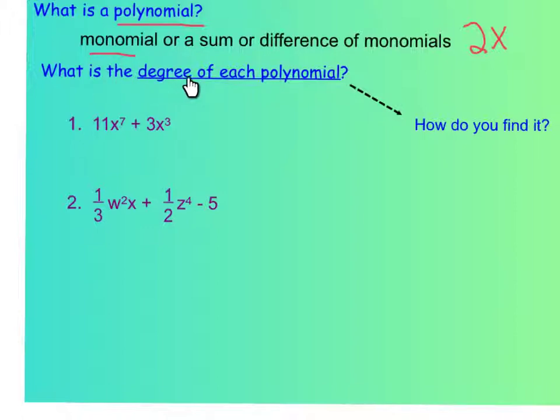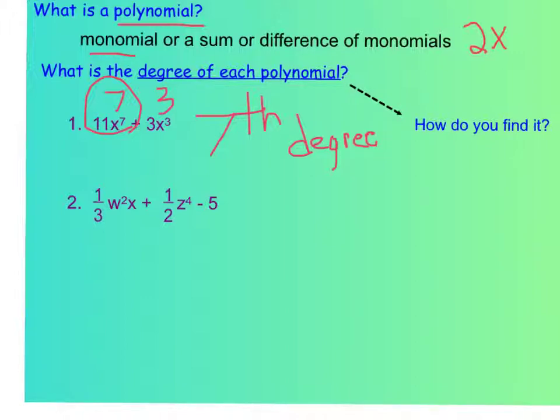What is the degree of each polynomial? Here's how you find it. What you have to do is find the degree of each monomial first. So what's the degree here? Remember, we only look at the variable's exponent. That's degree 7. What's the degree here? It's 3. This is degree 3. Take the highest one. The highest one is 7, so we say 7th degree. It's a 7th degree polynomial.